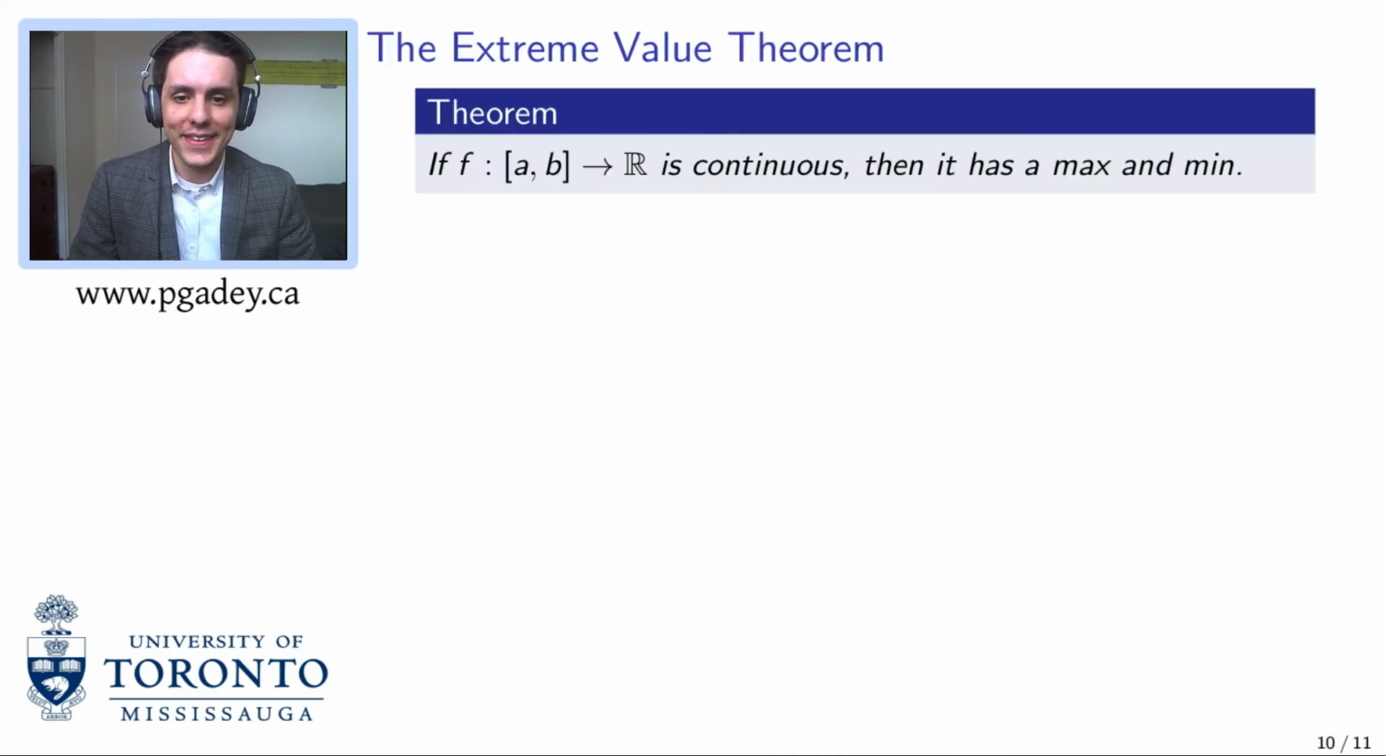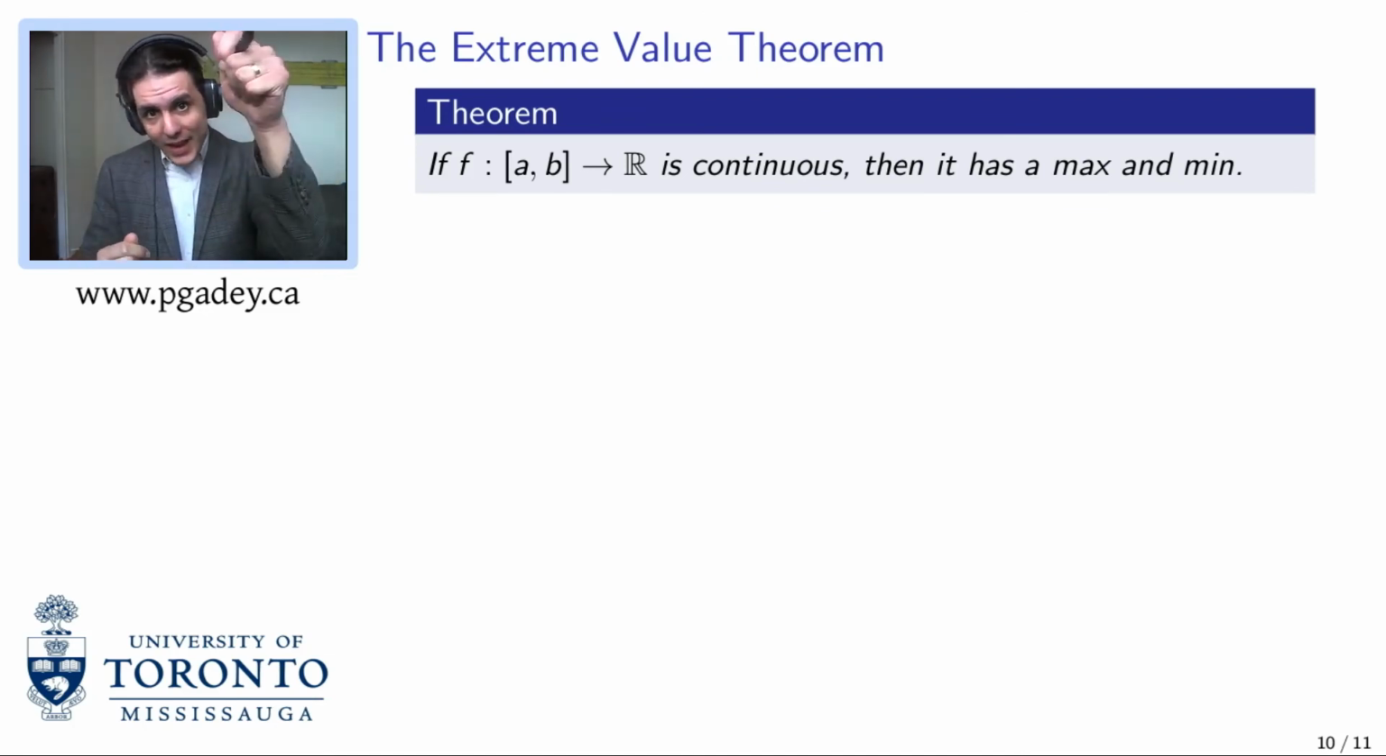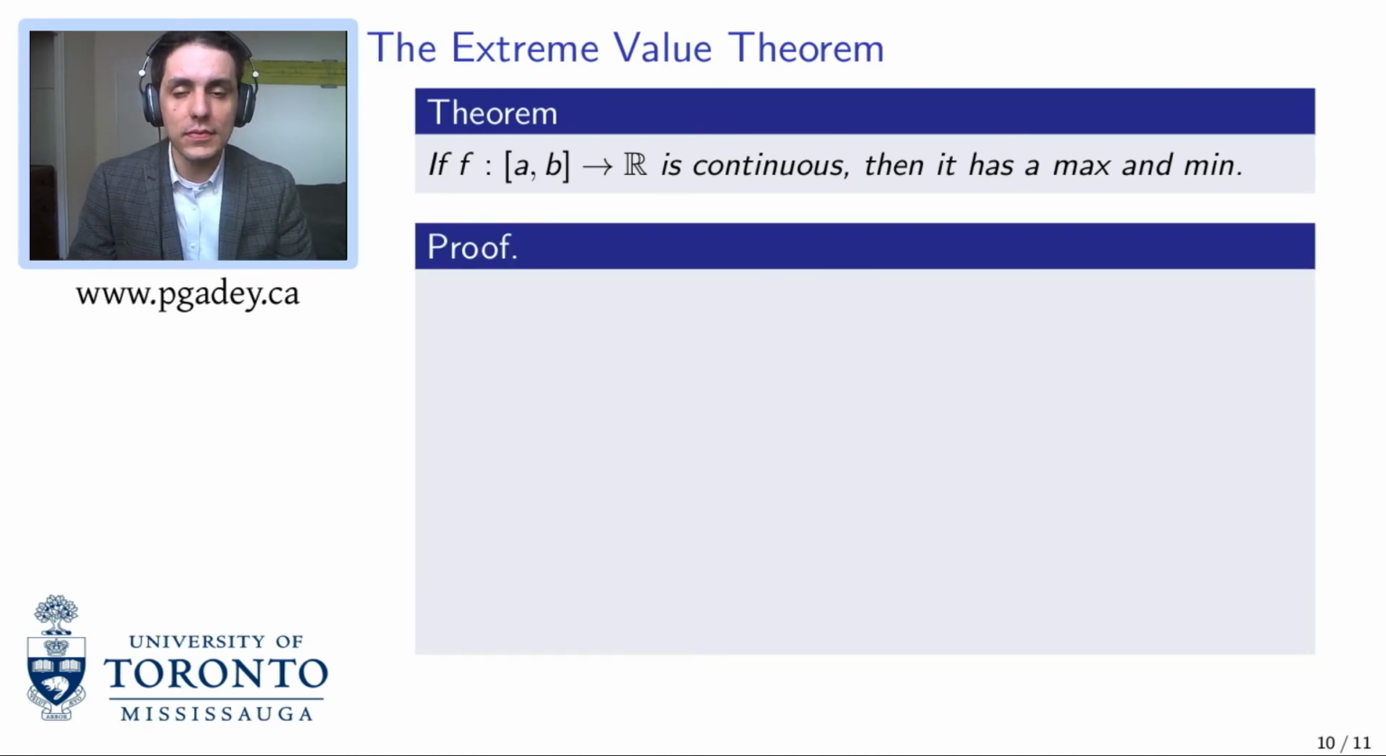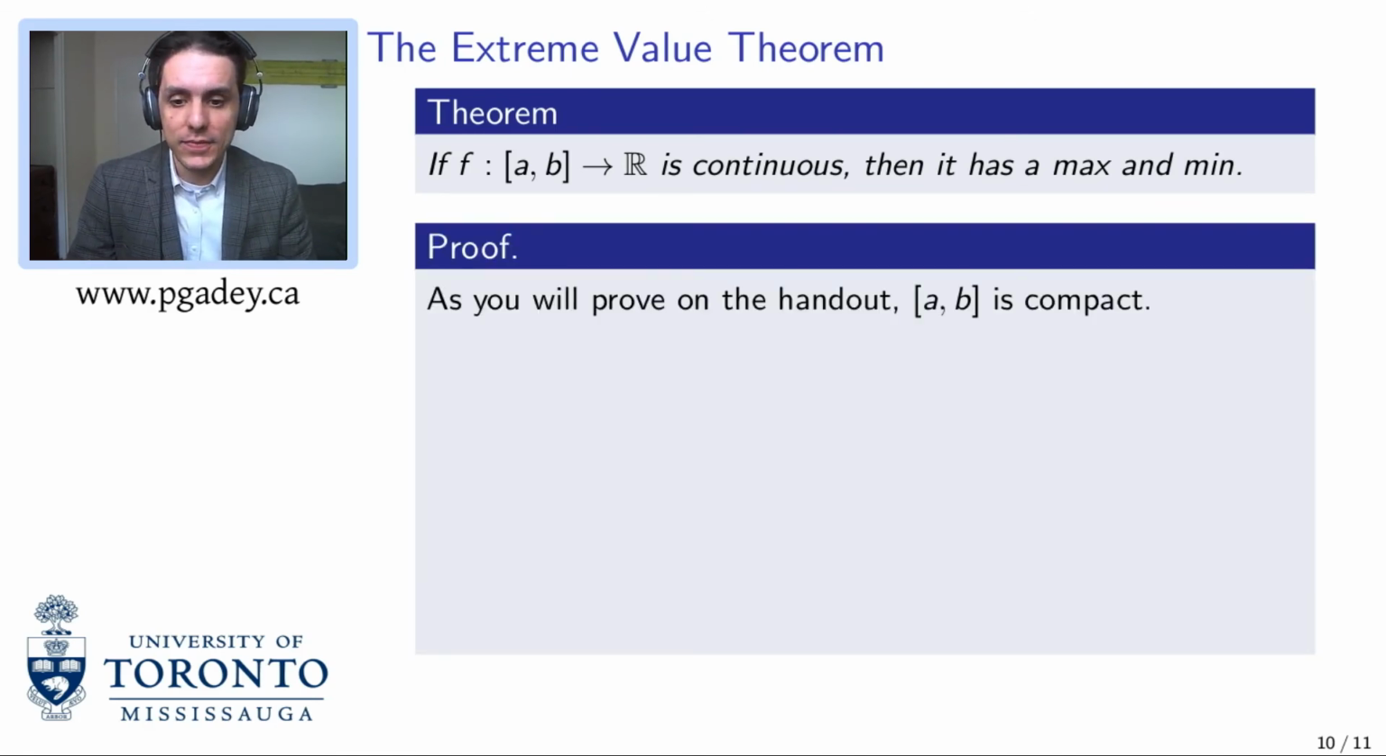Okay, now we're ready for the big theorem of the class. This is the extreme value theorem, and this is really a theorem about compactness. So it says, if you have a continuous function from a closed interval to R, then it has a max and a min. Okay, this gives us for any function on this interval, there's somewhere where it's going to have a max, somewhere where it's going to have a min. Very, very, very powerful. So let's prove it using compactness.